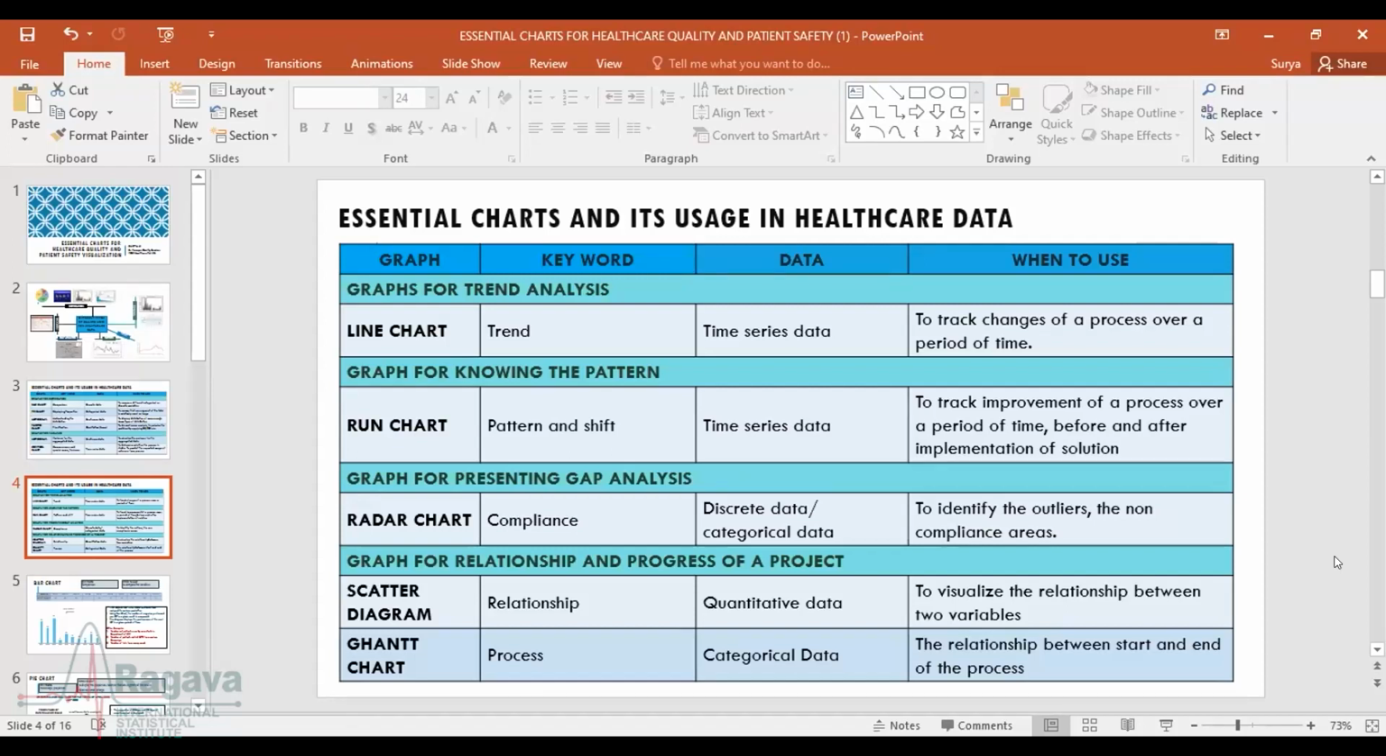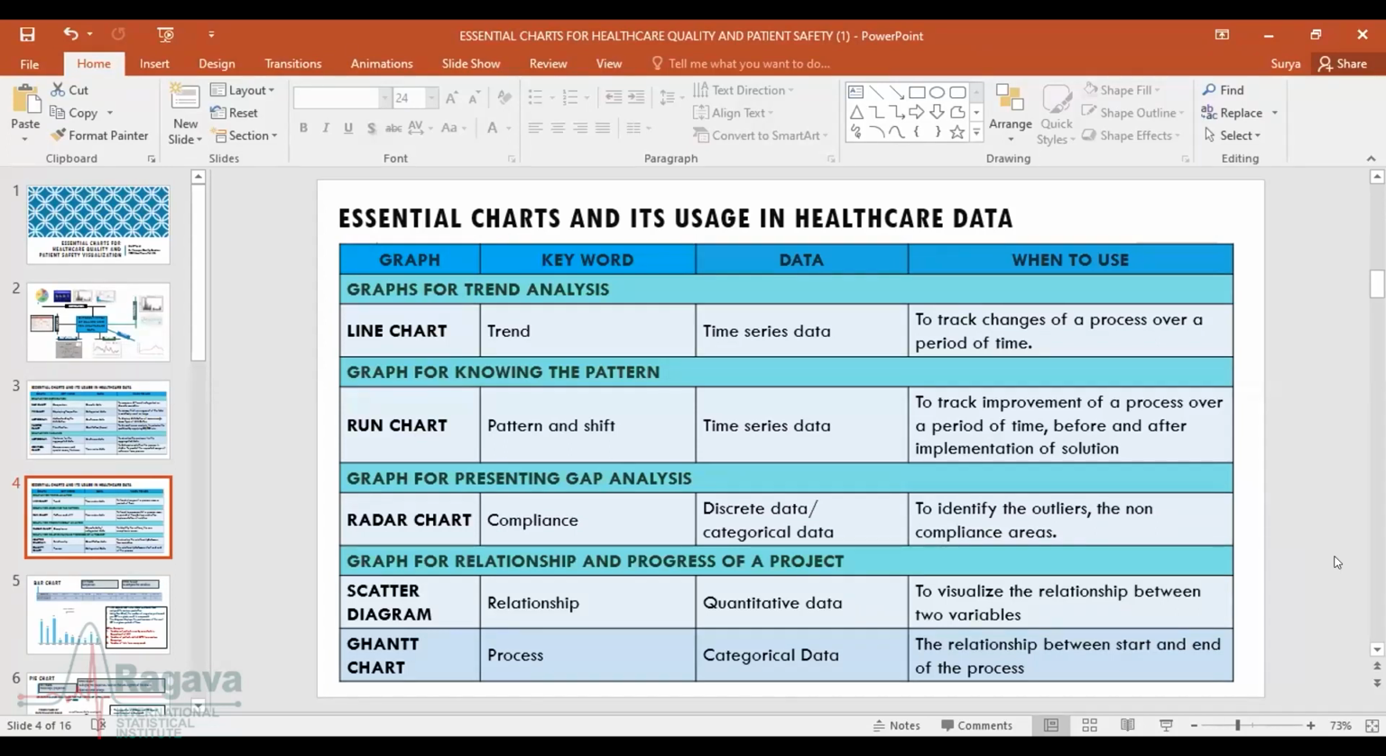The Gantt chart is for the process where categorical data will be used, and I will be able to know from where I am starting, where it ends, and what is the time period it's taking. I will be able to know using the Gantt chart.